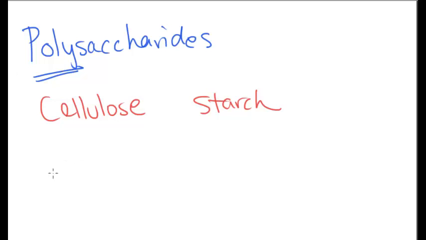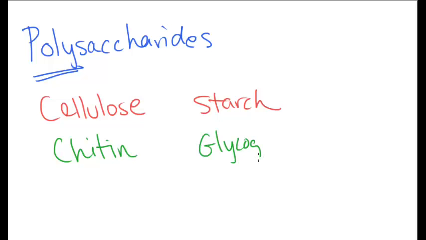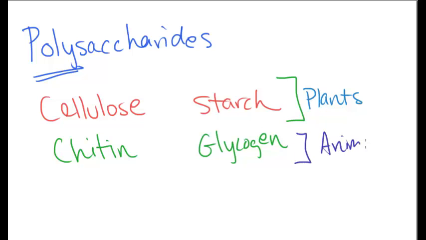and chitin, and glycogen. The reason I group them into two different colors is that these two, cellulose and starch, are found in plants, while the other two are found in animals. That's a very important distinction that needs to be made, as there was a question on this on my SAT2 exam.